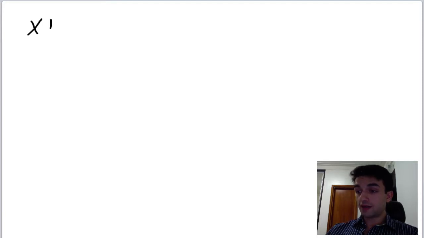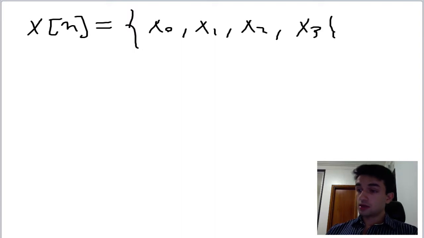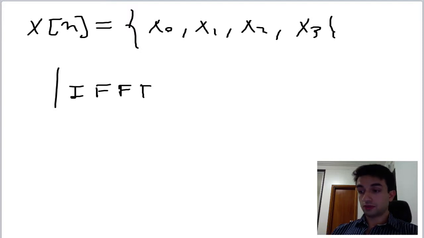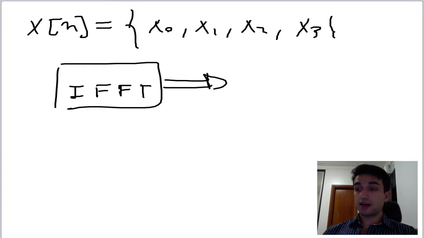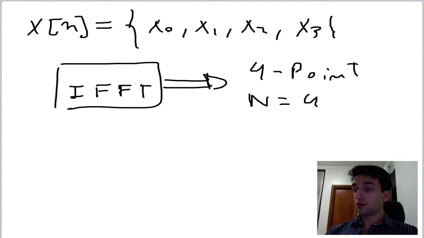So suppose again I have a sequence x of n which has 4 samples, x0, x1, x2, x3. This could be the output of an IFFT. So it could be the data which represents the DMT symbol in the time domain. So for a 4-point IFFT, that means N equals 4. For a 4-point IFFT, x of n could be the DMT symbol. So let's assume it is the DMT symbol. Okay. So how would the cyclic extended DMT symbol be formed?